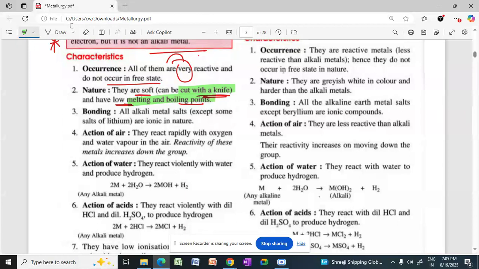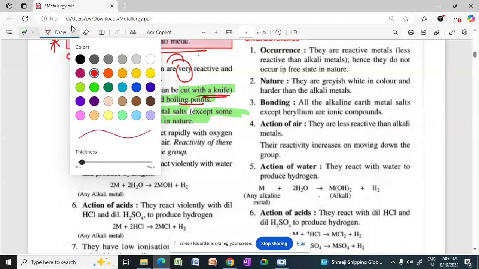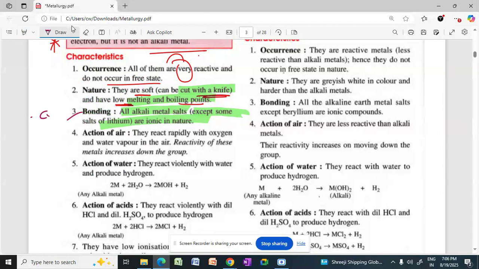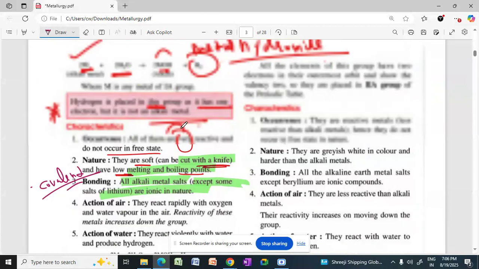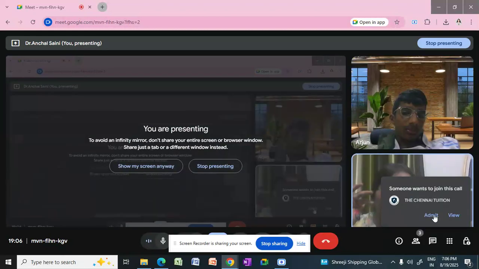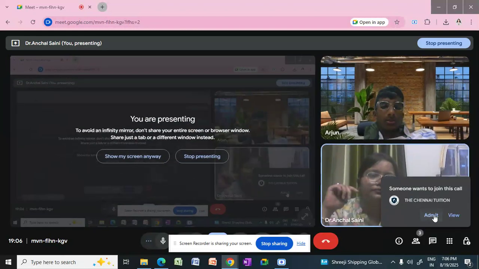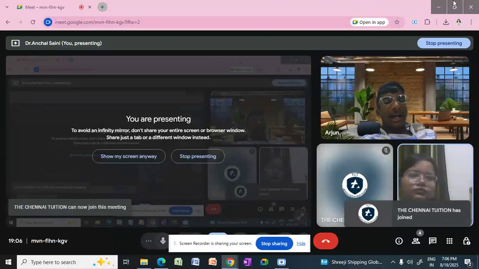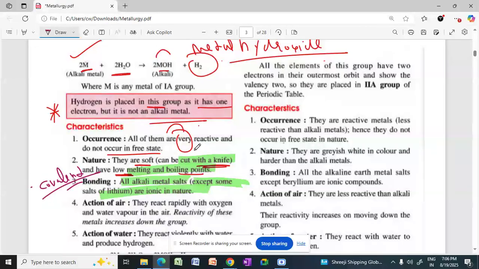Bonding: all alkali metal salts except some salts of lithium are ionic in nature. That means some salts of lithium are covalent in nature, whereas all other alkali metal salts are ionic. So lithium is the exception, the first element in its respective group. Clear? Let's move further.